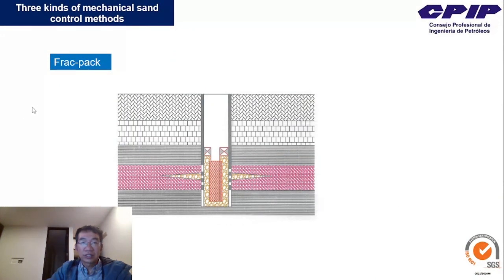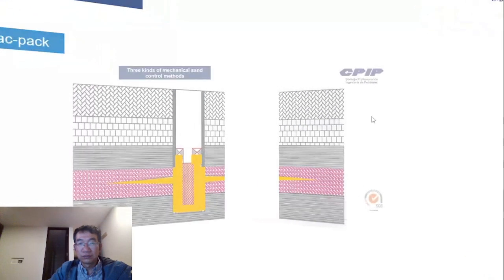This picture shows the frac pack. How do we do the frac pack? We make the frac from the perforation, and then fill the gravel in the downhole.